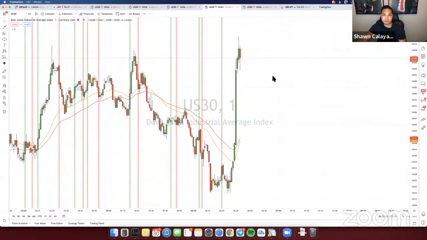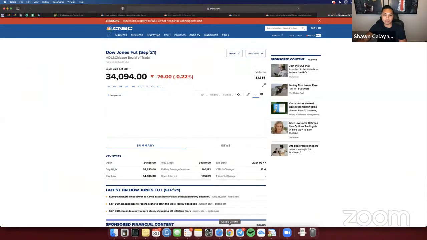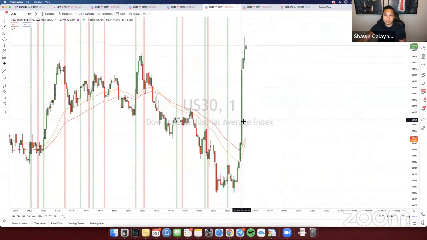So what I recommend is just be patient, guys. Don't hop into anything yet. Don't chase these movements because the thing is, we're not sure if this is going to hold because the actual index is red right now, but it's pushed up way too high. Let's see where it goes from here.